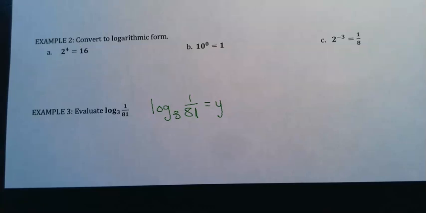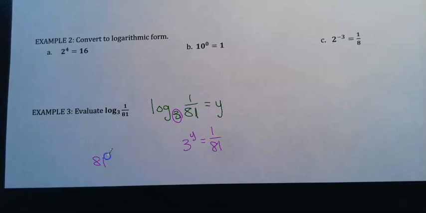Okay, so in exponential form, let me change my colors here. I've got this little 3, so that's going to become my base. So 3 to the power of y is going to equal 1 over 81. Okay, so then it's telling me that I need a base 3 here, right? This number needs to be expressed with a base of 3. So I need to take this 1 over 81.